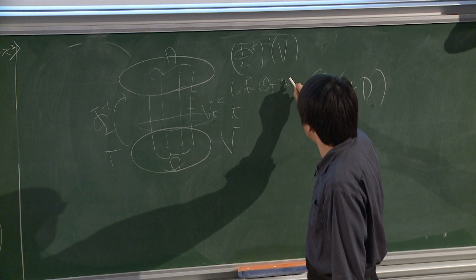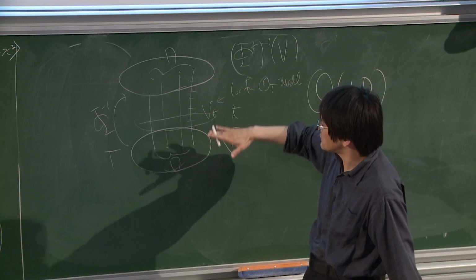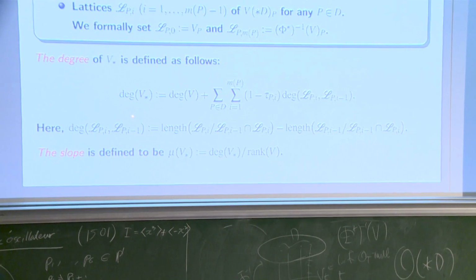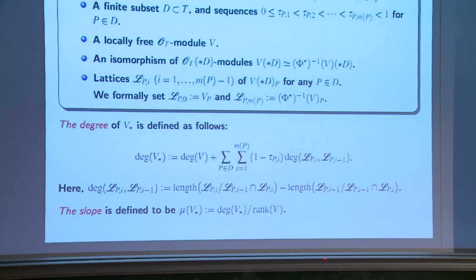And if we integrate, this number is obtained as the integration of the degree of these lattices. When we are given the degree, then the slope is defined as usual. I mean, we define the slope as the ratio of the degree and rank of V.